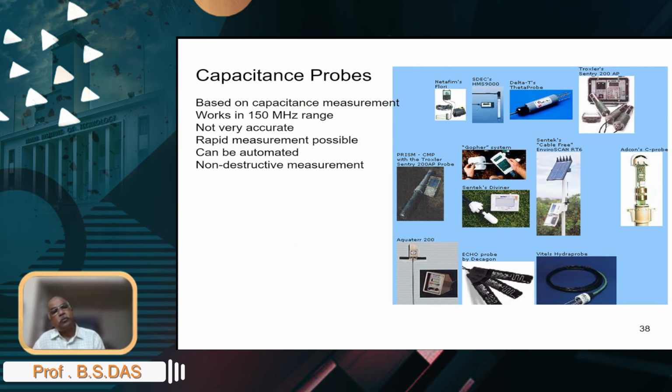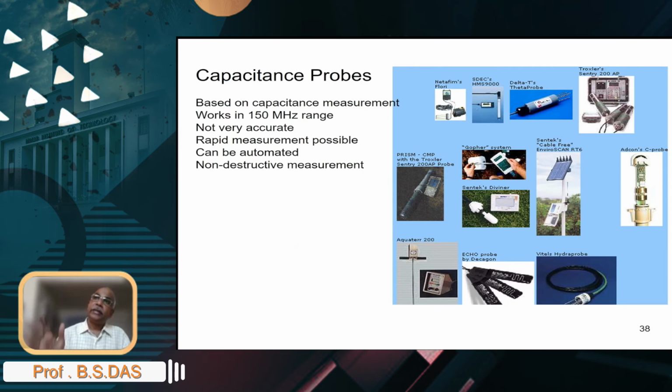These probes are also designed for non-destructive measurement. They are also good for automation, and many times we look for relative soil wetness. Once you install a probe at a particular location, as long as you have a good calibration, you should be able to look at the dynamics of the soil wetness, how it changes with time. You could monitor that using capacitance probes, even though they suffer from accuracy problems, with errors on the order of about 10%.